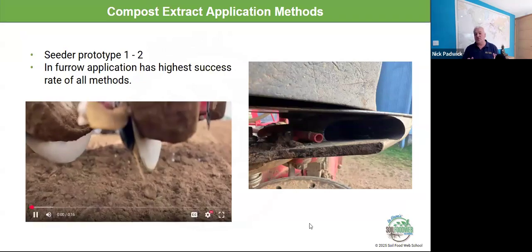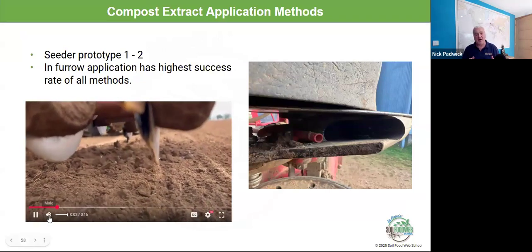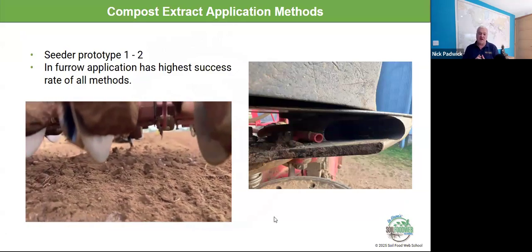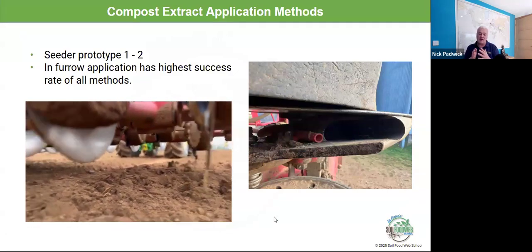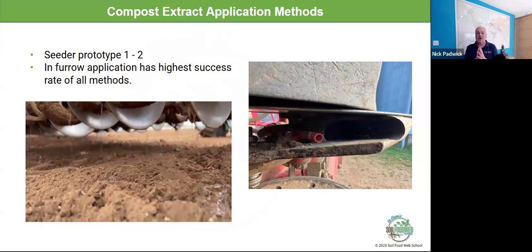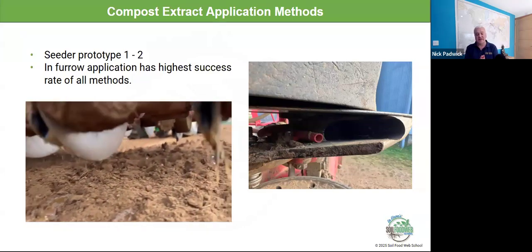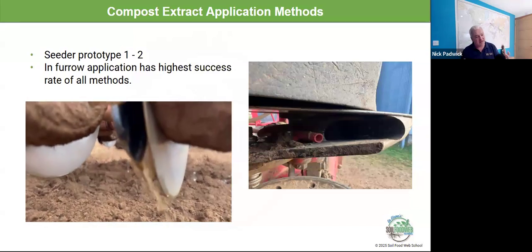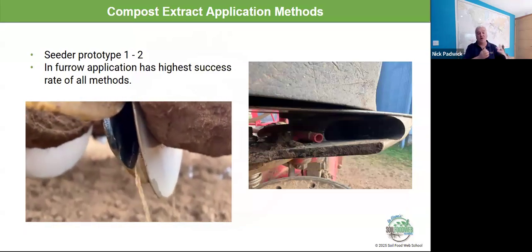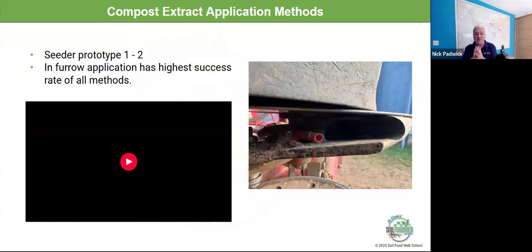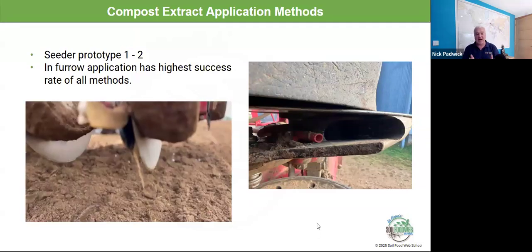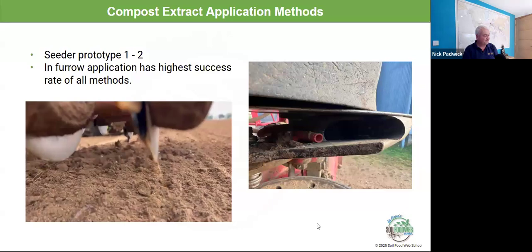And we've even got to a point where we're now applying this sort of extract directly onto our seed as we're planting. So we don't inoculate the seed and put it in a bag and then store it away. We actually do it live. We make it live and put it into the ground as we're planting. Thank you, Carla.